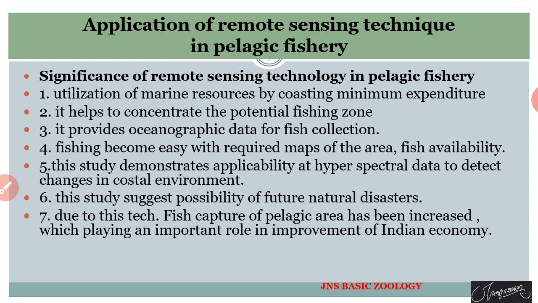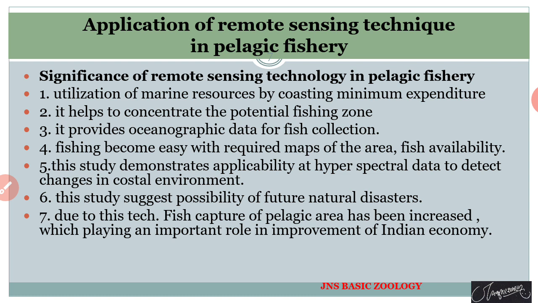What is the significance of the remote sensing technology in pelagic fishery? In that, the first significance is utilization of marine resources at minimum expenditure. It helps to concentrate the potential fishing zones. It provides oceanographic data for fish collection. Fishing becomes easy with required maps of the area and fish availability.